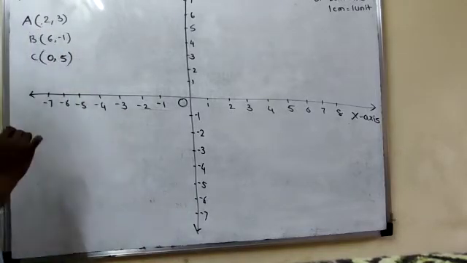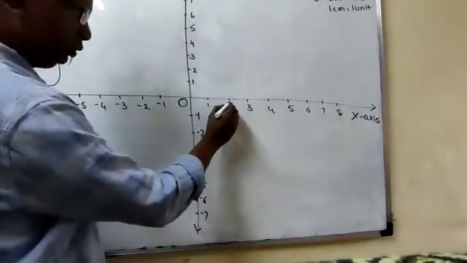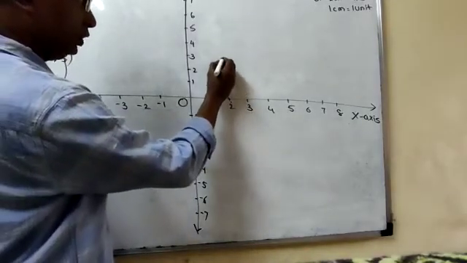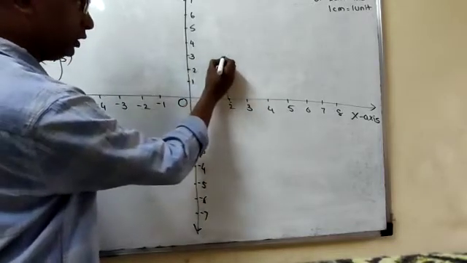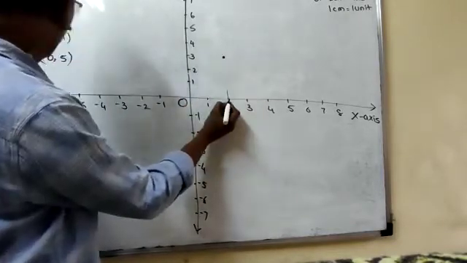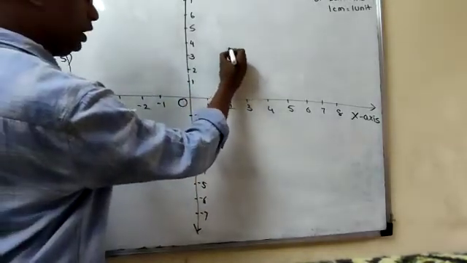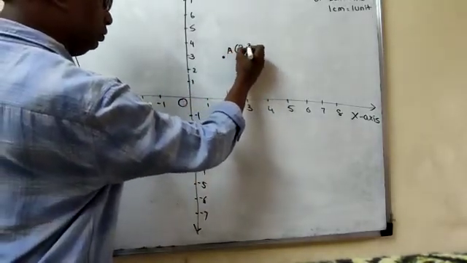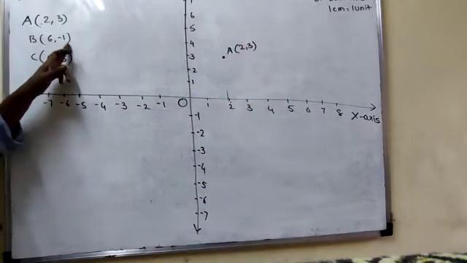A is 2, 3. Which coordinate will come first? 2, 3. This is the point. A is x is 2, y is 3. I'll put a dot here. See here. X coordinate is 2. Y coordinate is 3. This is your A. Any doubt?